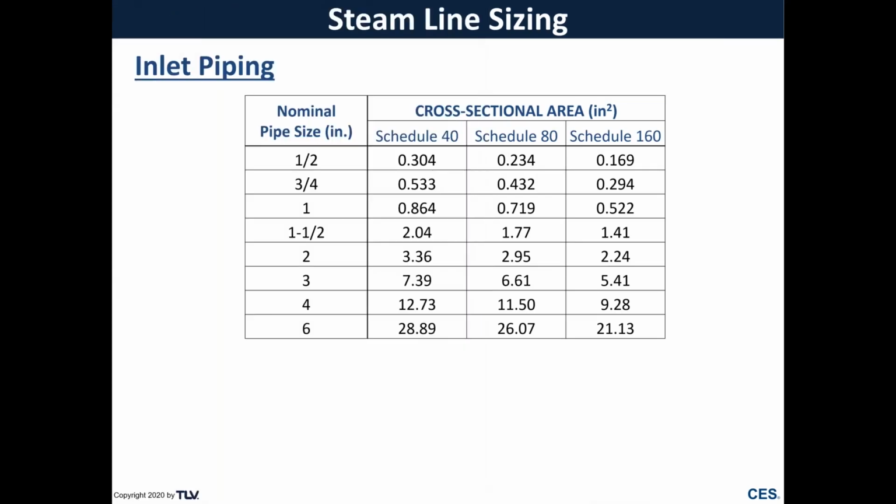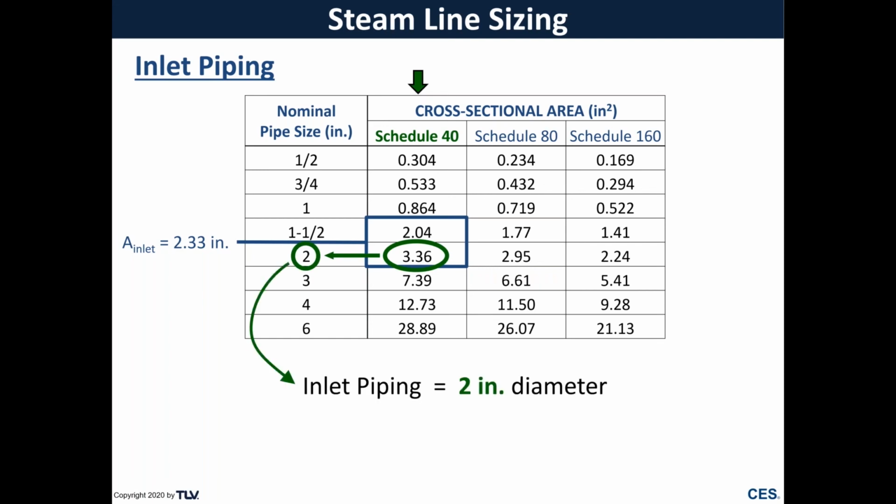Here is a table of nominal pipe sizes and their respective cross-sectional areas for 3 different pipe schedules, which correspond to different pipe wall thicknesses. Our application involves using Schedule 40 piping, so we look at the range of areas and first find the inlet pipe size that would have a cross-sectional area of 2.33 square inches. This value falls between the listed values of 2.04 and 3.36. Since we don't want to undersize the line, we of course choose 3.36, which corresponds to a nominal pipe size of 2 inch. And so our inlet piping will be 2-inch Schedule 40.